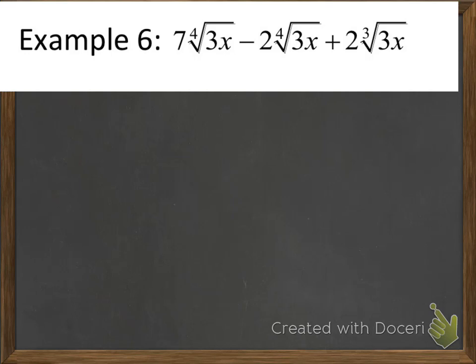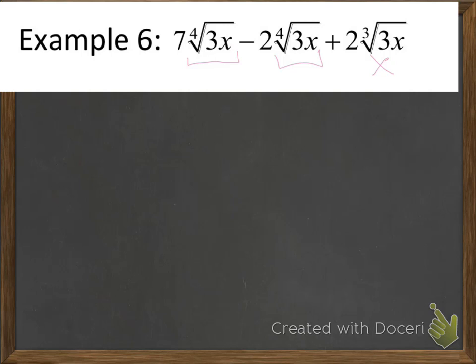Okay, so inside the radicals, so 3x, there's nothing really we can simplify. So which of these are like terms and which of them are not? Well, hopefully you realize that the fourth root of 3x, these are like terms that can be combined. This guy, because he's the third root, cannot be combined. He's not part of the group.